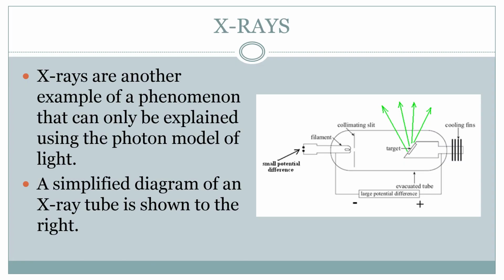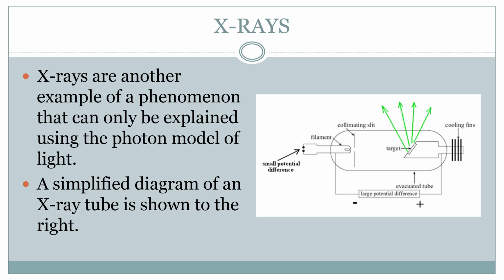Okay, so X-rays. X-rays are very high energy electromagnetic radiation. They have wavelengths that are significantly shorter and frequencies that are significantly higher than visible light. So we are talking a factor of 1,000 to 10,000 times. Now, the production of X-rays is another example of a phenomenon that can only be explained if we use the photon model of light rather than the wave model of light. So they're further evidence for the existence of photons.